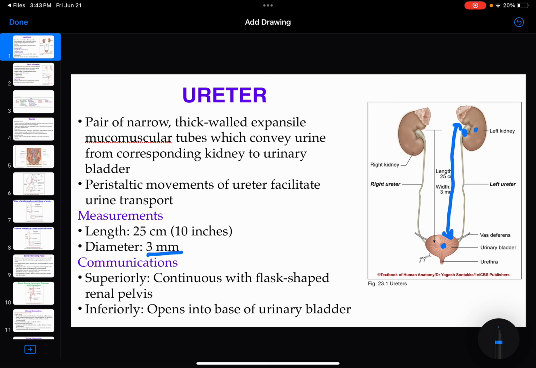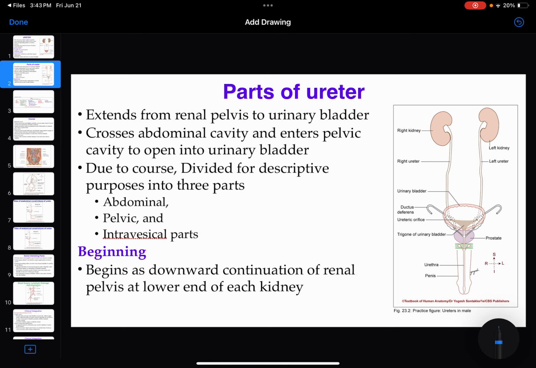So communications, superiorly it communicates with this flask shaped renal pelvis, inferiorly it opens into the urinary bladder. Parts of the ureter. There are 3 parts for the ureter. So this part is called from here to here abdominal part, and then pelvic part, and the remaining is the intravesical part.